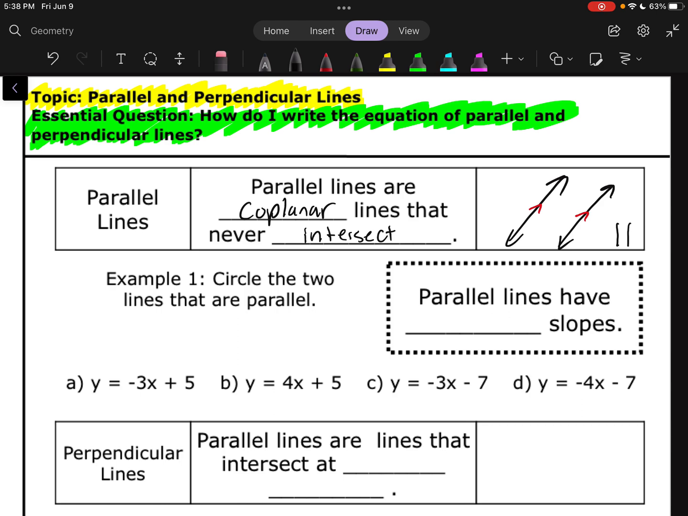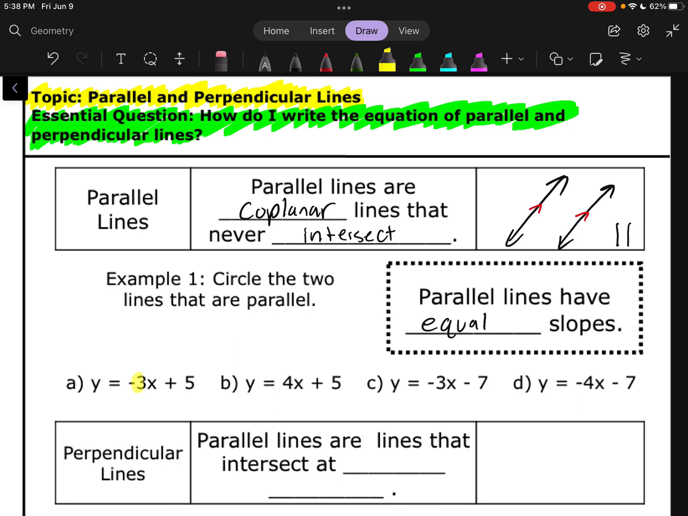Important thing to remember here in our dotted box is that parallel lines always have equal slopes, right? They're going to have the exact same slope if they're going to be parallel. So example 1 here says circle the two lines that are parallel. We have those 4 equations down below. We got to pick the 2 that are parallel.